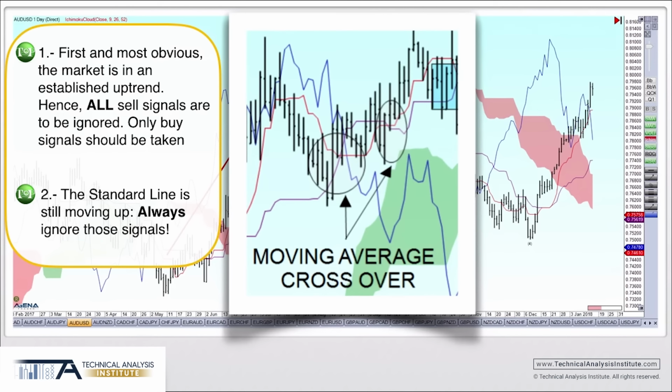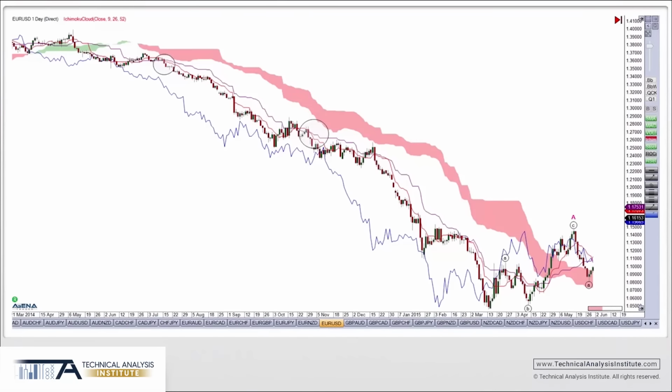And since the market was in an uptrend, this is a valid signal that should be taken for a new short-term position or to add to an already existing longer-term position. Here is another example of moving average crossover signals that should be taken simply because the crossover is in the direction of the main trend.